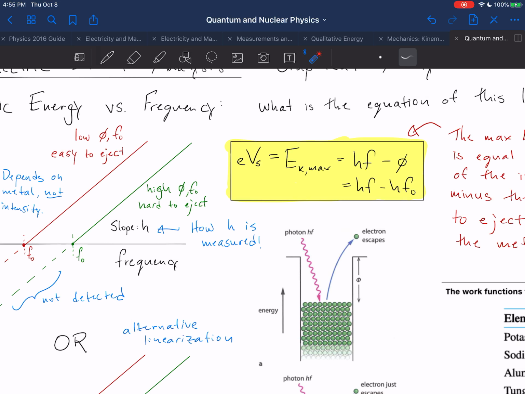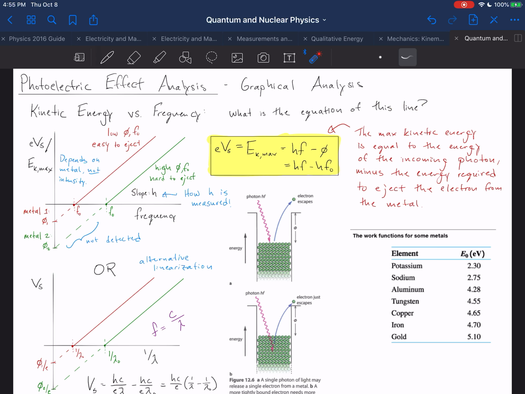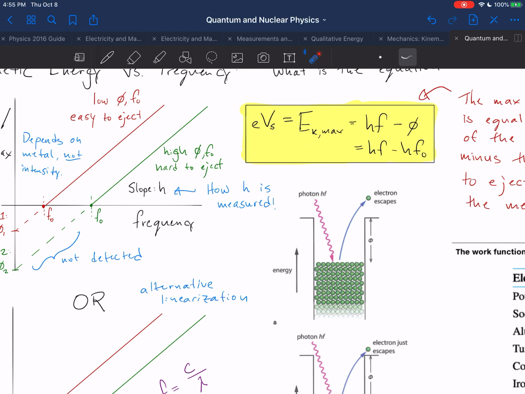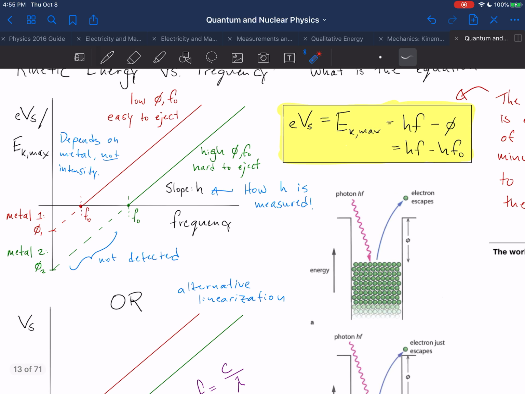Notice that the work function is equal to h times f naught, the threshold frequency. The threshold frequency is just the minimum frequency with which one could eject an electron, and on our graph that lies at the x-intercept, the frequency intercept here. Notice that this equation is the equation of this line. This relationship is linear because the maximum kinetic energy is only dependent on the frequency and the work function of the metal. The work function depends on the metal.